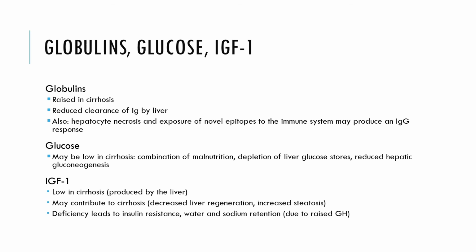We can also see a hypoglycemia in liver disease, partly due to the fact that these patients are often malnourished, but also due to depleted glycogen stores in the damaged liver and reduced ability of the damaged liver to undergo gluconeogenesis. Insulin-like growth factor 1 is something that's not routinely tested but can be low in cirrhosis due to the fact that it's produced by the liver.